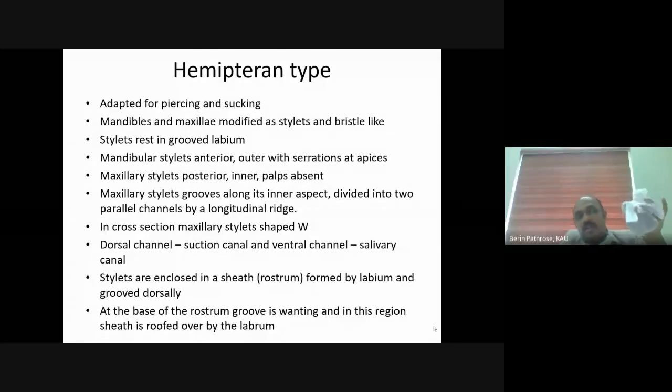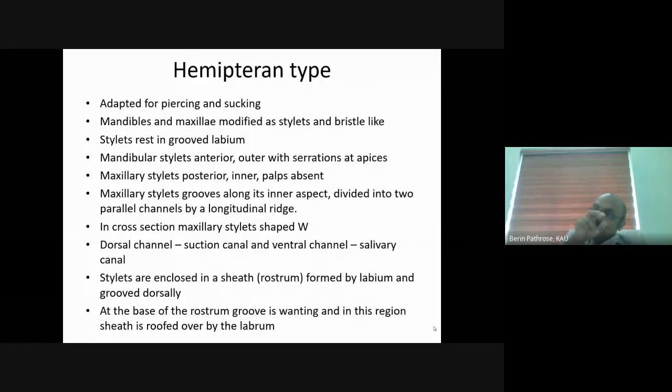Yes, sir. Okay. So we have mandibular stylets, which are anterior and have serrations at the apices, and we have a pair of maxillary stylets, which have two grooves. And when these two maxillary stylets are kept together, it forms two channels or canals. The dorsal channel is called the suction canal or the food canal, and the ventral channel is called the salivary canal.